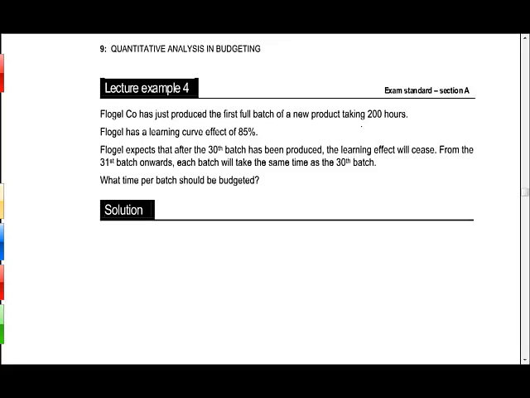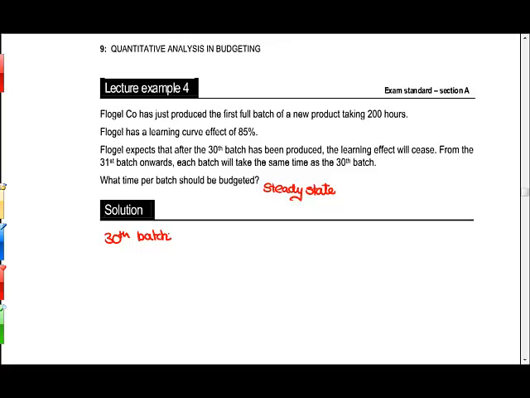Using the same information as before, what we need to do is work out for Flowgel what the time will be for the steady state. So we want to work out then what the steady state time will be, once the learning has ceased. So what we're going to need to do here then is work out the time for the 30th batch.